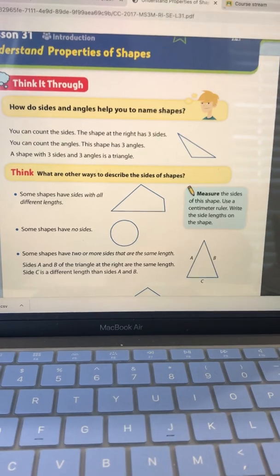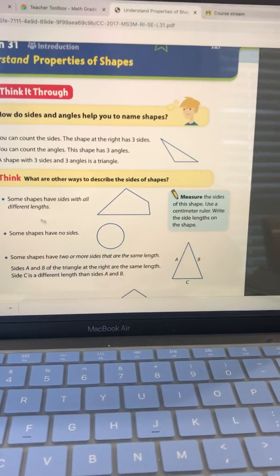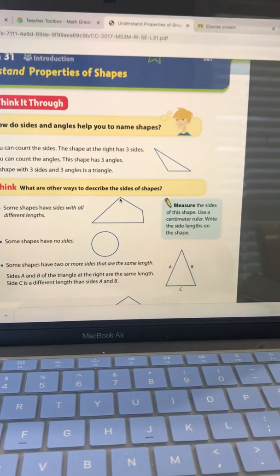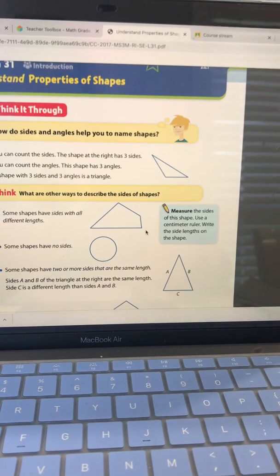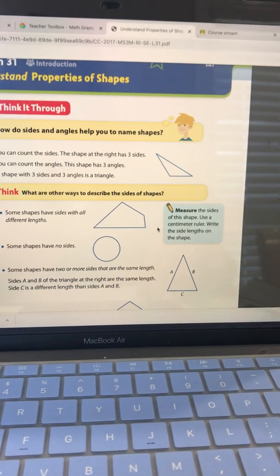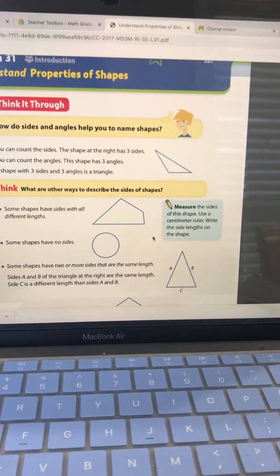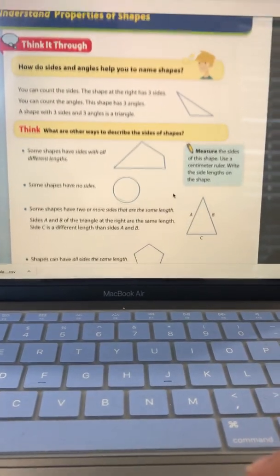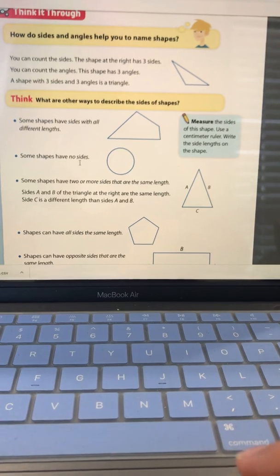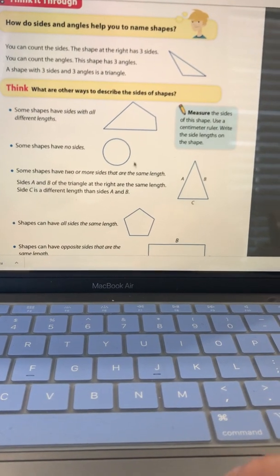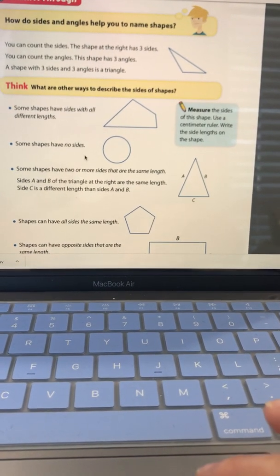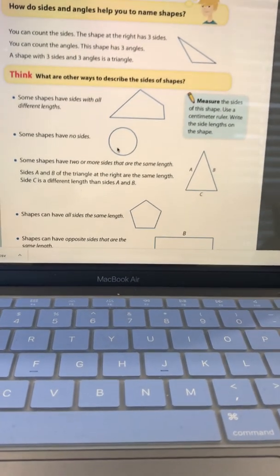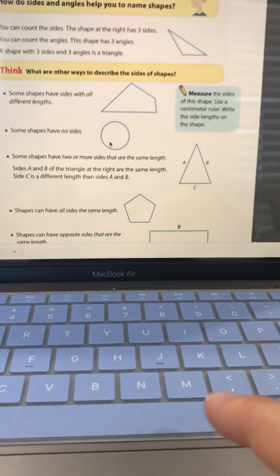Think, there are other ways to describe the sides of shapes. Some shapes have sides with all different lengths. Do you see how every side is a different length? So the lengths of the sides help us find out what kind of shape it is. That's another attribute. Some shapes have no sides. So this is not even a polygon. Remember, polygons have to have straight sides, and because this one doesn't have any sides, it has a different attribute. We know that's called a circle.